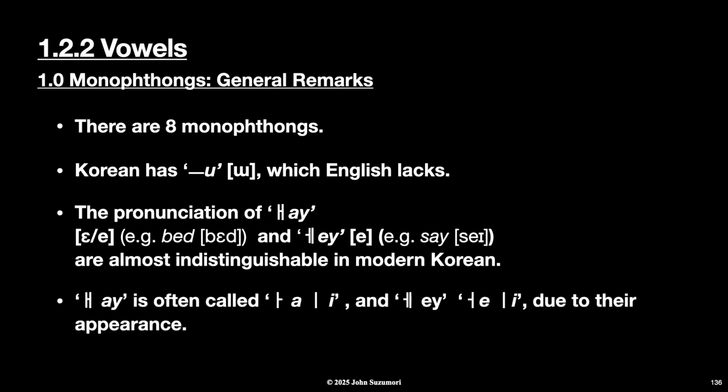Native Korean speakers distinguish these particular vowel sounds by the shape of the alphabets. The former is labeled as A-I, since the alphabet looks like combining these two vowels, and similarly the latter letter as E-I. At this point, if you are unclear with these phonetic terms, I suggest you review KGTL 1.1 and 1.2.